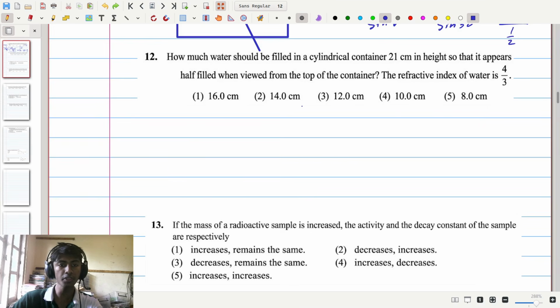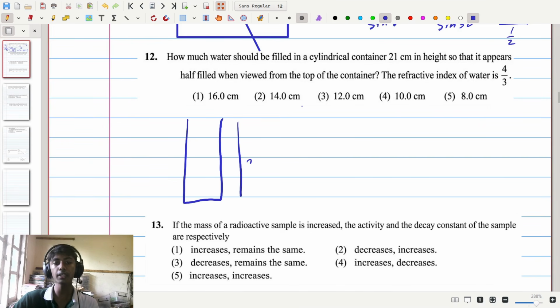Now considering the situation here, we have a cylinder like this of total height of 21 centimeters, and inside of it we are expected to fill a certain amount of water, let's say h amount of water, such that when the water has its apparent depth changed and the apparent floor of the container moves up, this apparent height and the height of air remaining above the water are both equal to each other, because then the glass will appear to be half full.